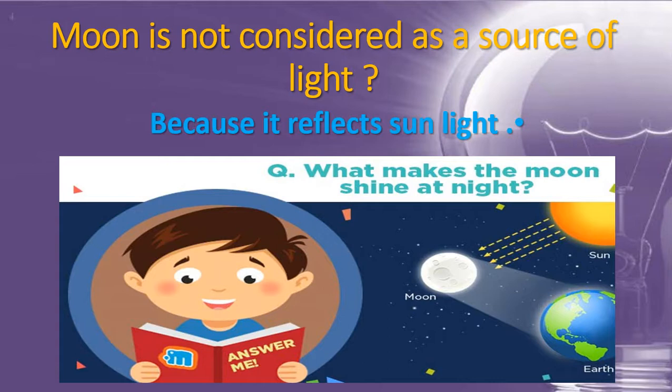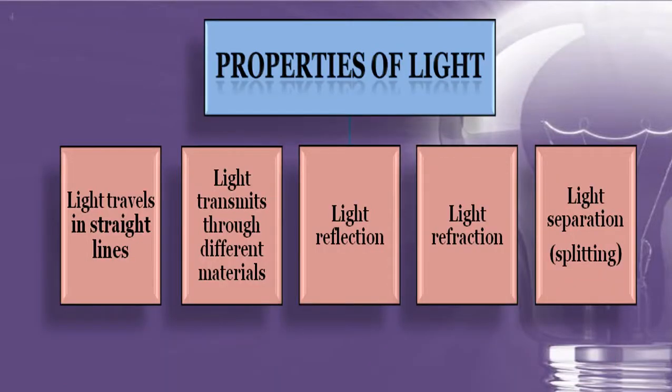After that, we will study the properties of light, which are: light travels in straight lines, light transmits through different materials, light reflection, light refraction, light separation or splitting.